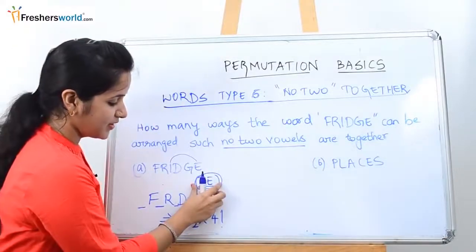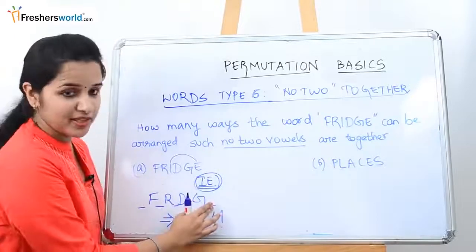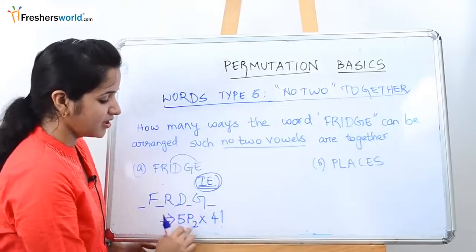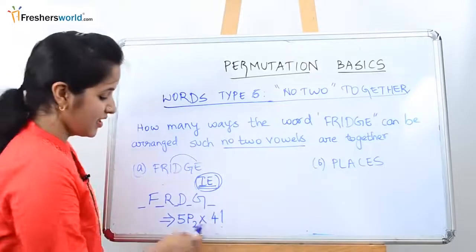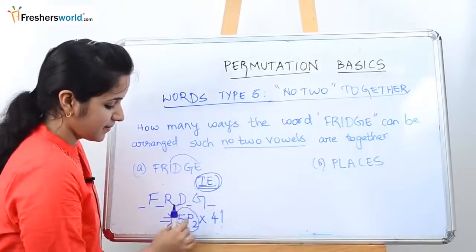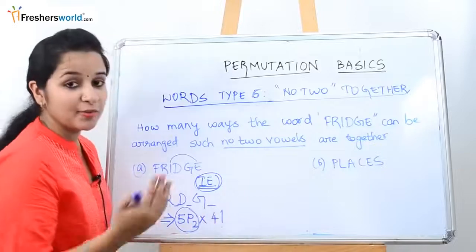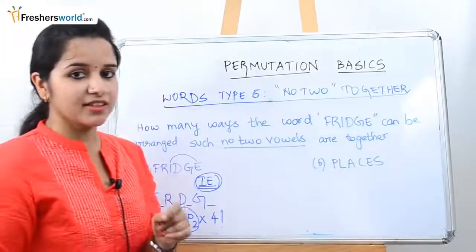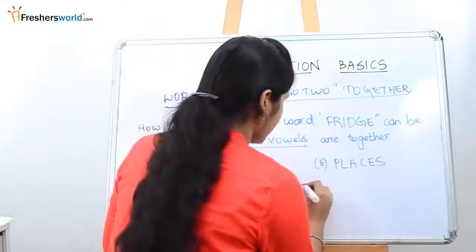As we club the vowels together, then we find the number of places. The only change here is there are 5 places in which I and E have to be arranged. So the change here is in this. Into, as usual, the remaining consonants. They can be arranged in 4 factorial ways. Let's deal with another example to understand this concept.